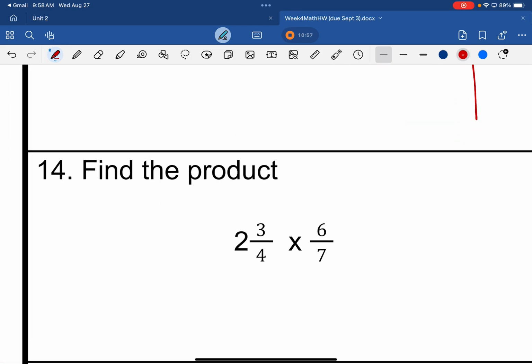Find the product. I'll get you set up. We're going to go 4 times 2 is 8. 8 plus 3 is 11. So 11/4 times 6/7. And then you need to multiply across. If you end up having a bigger number in your numerator, then you're going to divide.